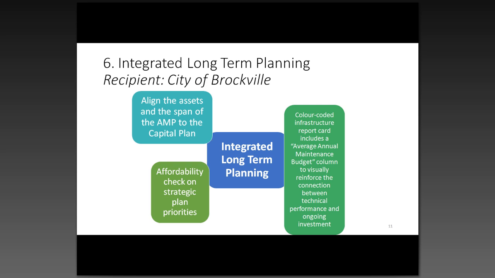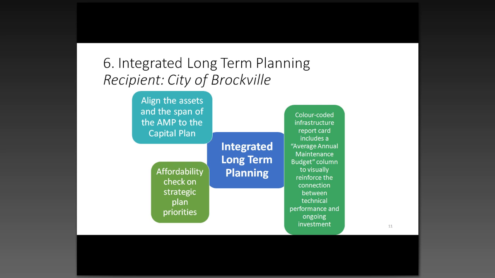Number 6, integrated long-term planning and Brockville. Brockville is fortunate and lucky enough to have already a 10-year capital plan that can run alongside the new asset management plan. So their capital plan includes more assets than the current asset management plan. One of the recommendations in the asset plan was about including parks and rec assets, fleet, buildings, facilities, etc., so that not only are the capital plan and the asset management plan on the same time frame, the 10-year planning horizon, they also include all of the same assets.